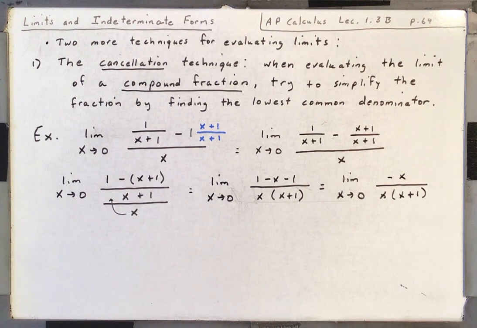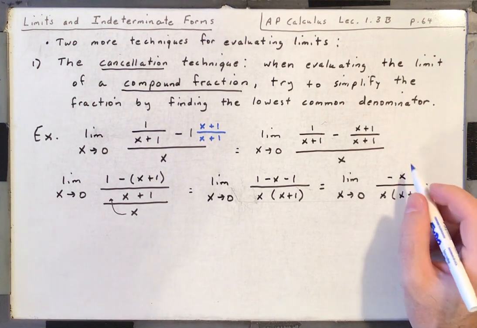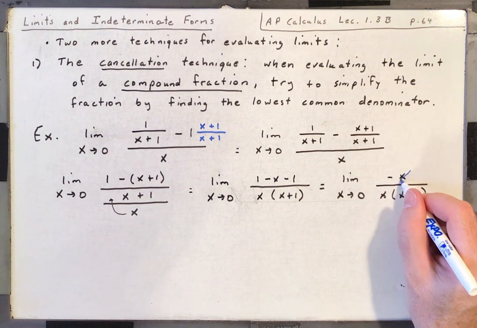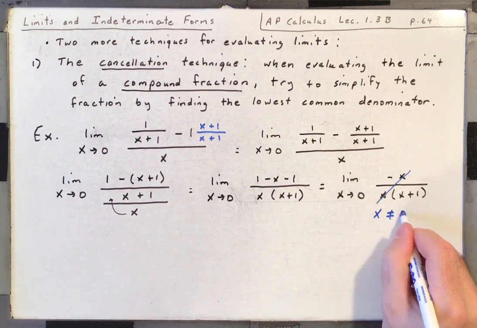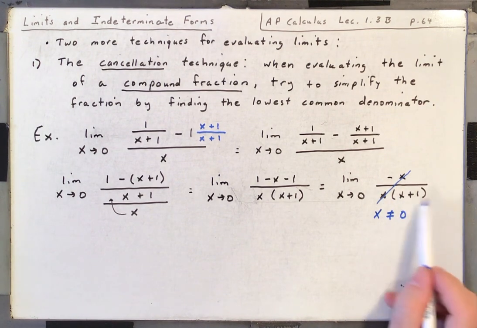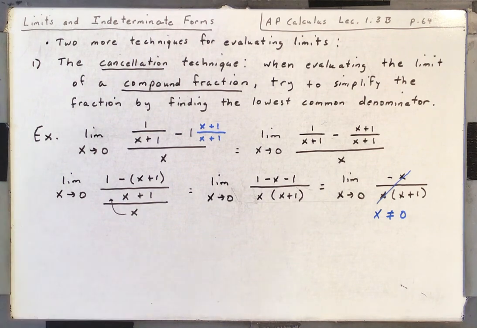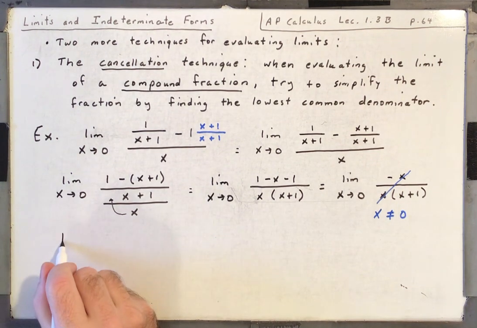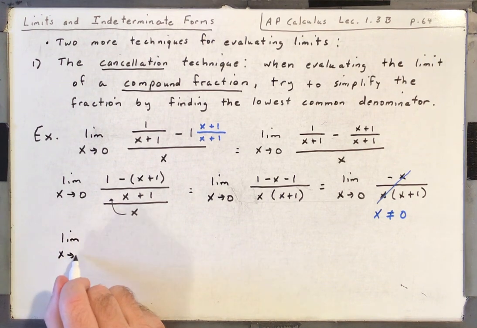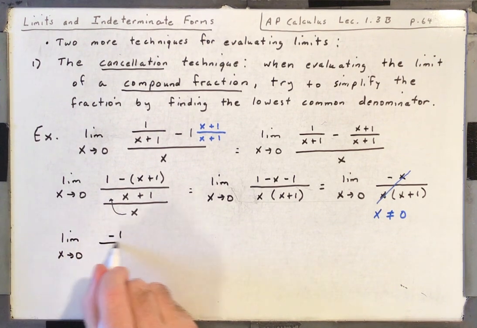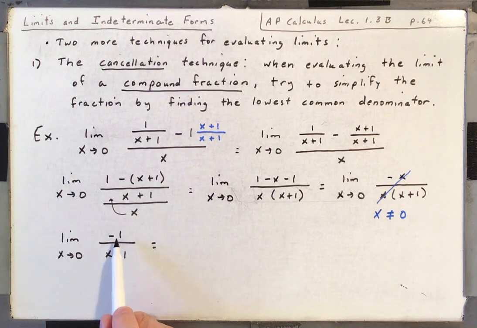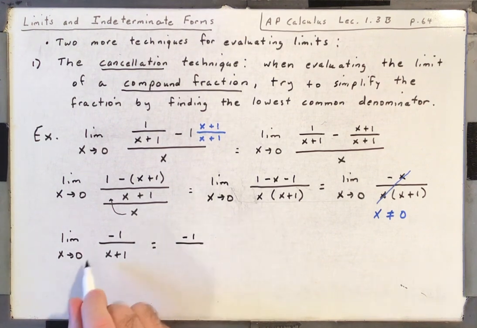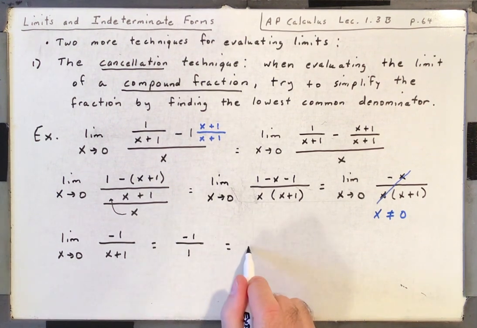Now this is what we did all that work for. That pesky x over x that's causing my 0 over 0 now cancels, as long as x does not equal 0, because if x is 0, you'd have a 0 in the denominator, right? So you've got to write that. What's left is the limit as x approaches 0 of negative 1 over x plus 1. Now we can plug in. I don't have a 0 on top. So I'd have a negative 1 over 0 plus 1, which is 1. So that is negative 1.